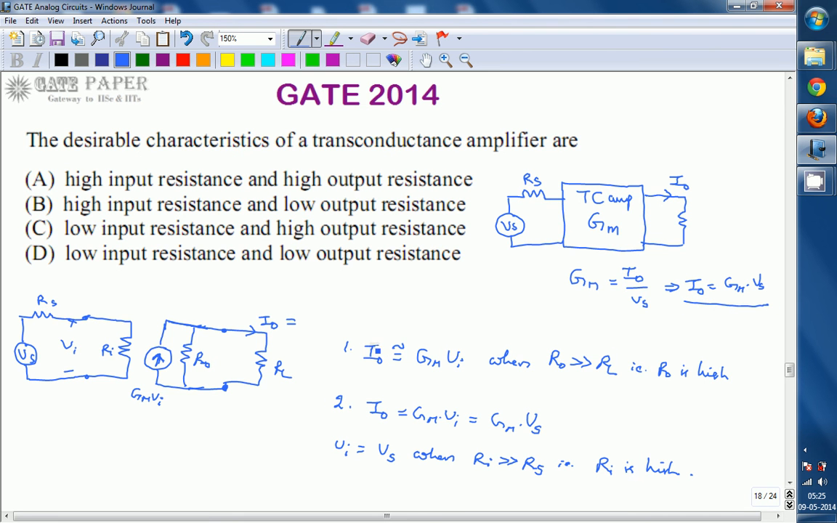The desirable characteristics are that the input resistance has to be high and the output resistance is also high. So the right option is A. Input resistance and output resistance must both be of high nature.